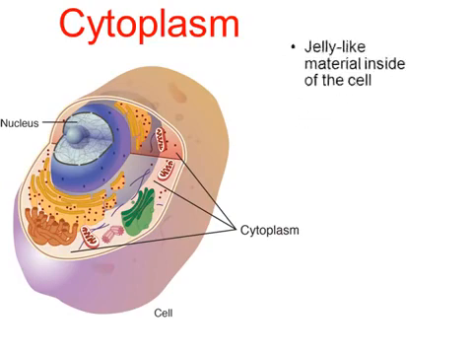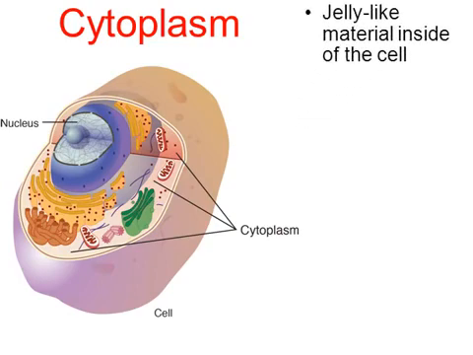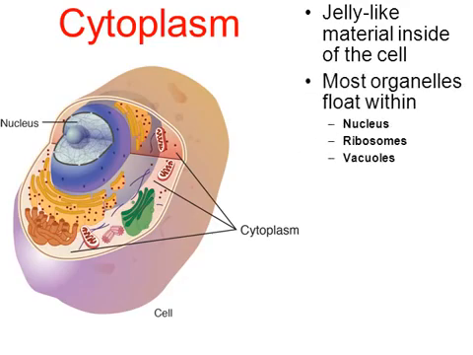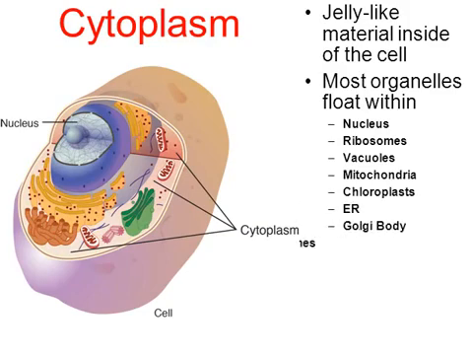So the cytoplasm, the first thing I want to mention is that it's the jelly-like material on the inside of the cell. You know, when you look at diagrams, sometimes a cell might look like it's empty or filled with hollow air space, and that's not true. Cells are filled with a jelly-like liquidy material called the cytoplasm, and in that cytoplasm most organelles float within. You can see here's a list of a few of the organelles that are floating around in the cytoplasm. We're going to talk about all of these throughout this video. We'll talk about what the mitochondria is, what lysosomes are.